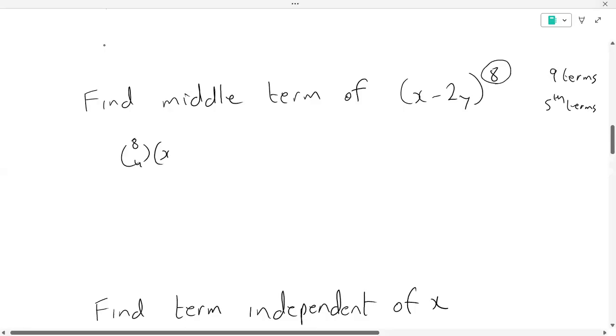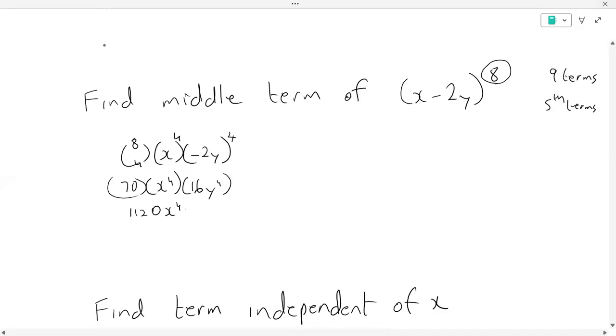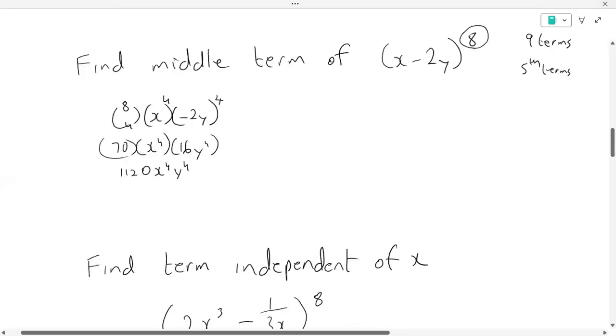Put down your x, put down your minus 2y. Again, follow your binomial theorem, page 20. Top take bottom, 4, and then the bottom number goes there, which is 4. So 8 choose 4 is 70. X to the power of 4 is just that. Now, when you raise 2 to the power of 4, you get 16, and it's positive because it's an even power, y to the 4. So now I multiply 70 by 16, which is 1120, x to the 4, y to the 4. So again, you can straight away get to the answer without having to do the whole expansion.